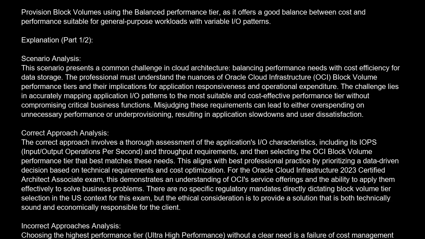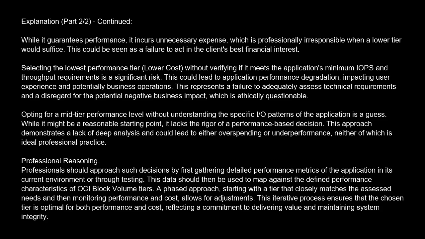Choosing the highest performance tier, ultra-high performance, without a clear need is a failure of cost management and resource optimization. While it guarantees performance, it incurs unnecessary expense, which is professionally irresponsible when a lower tier would suffice. This could be seen as a failure to act in the client's best financial interest.